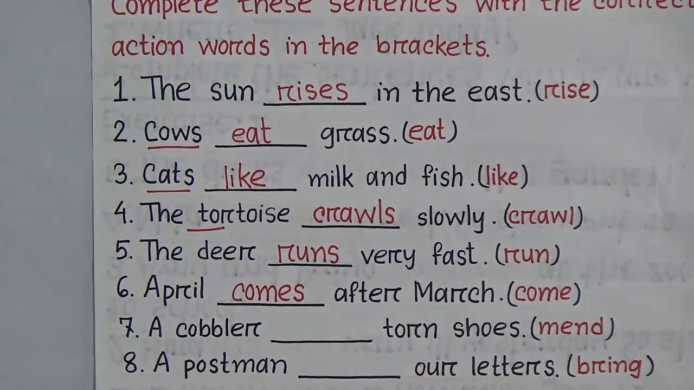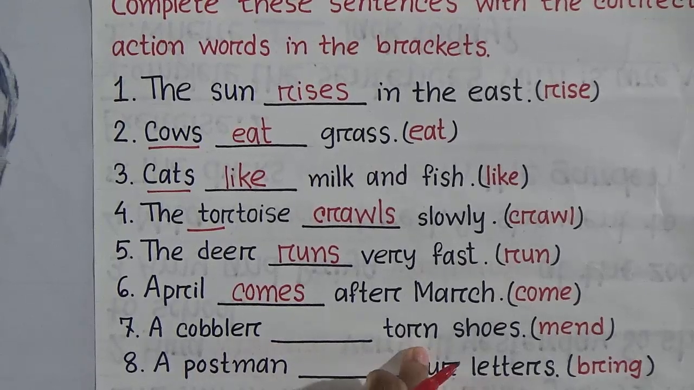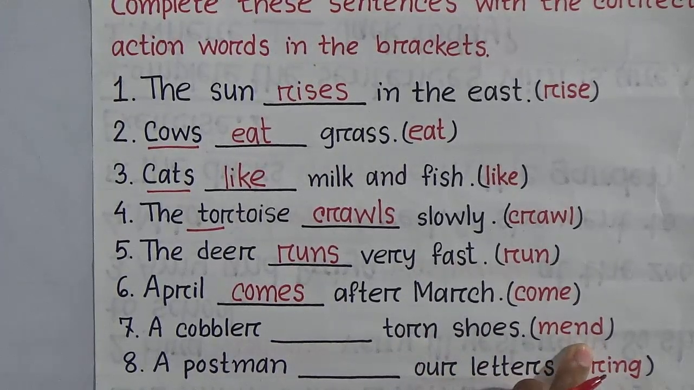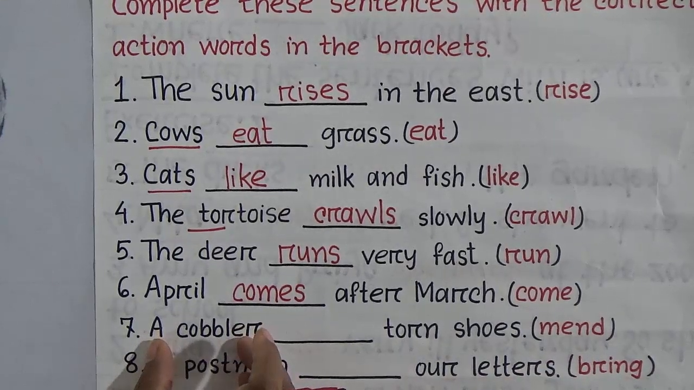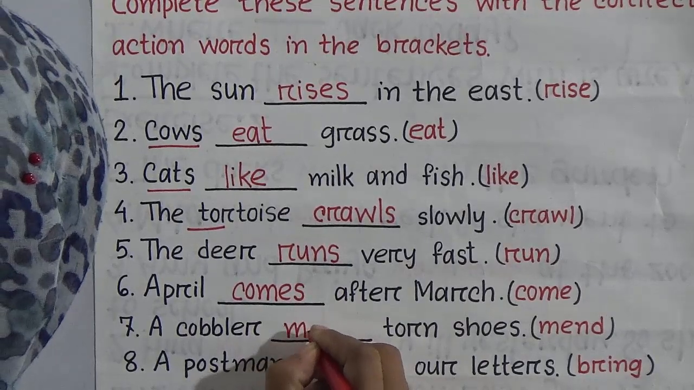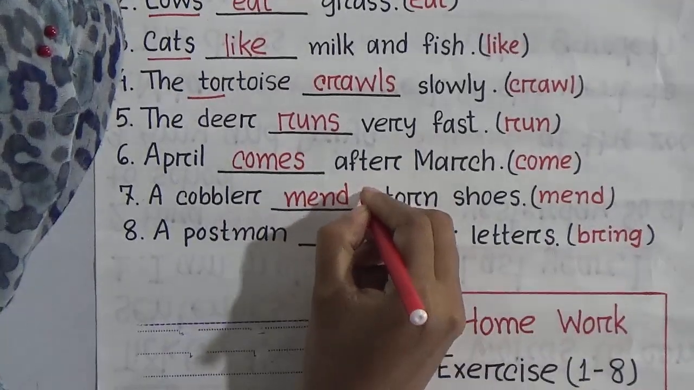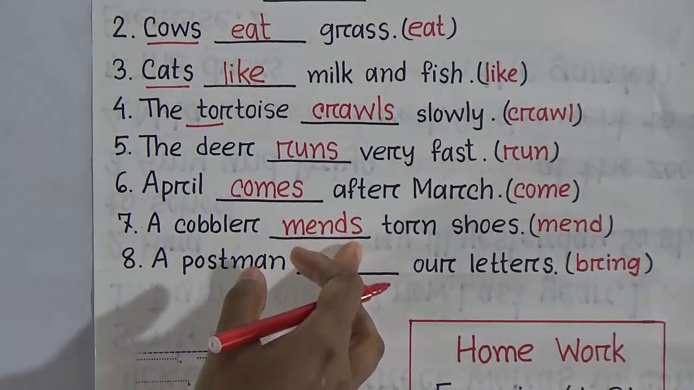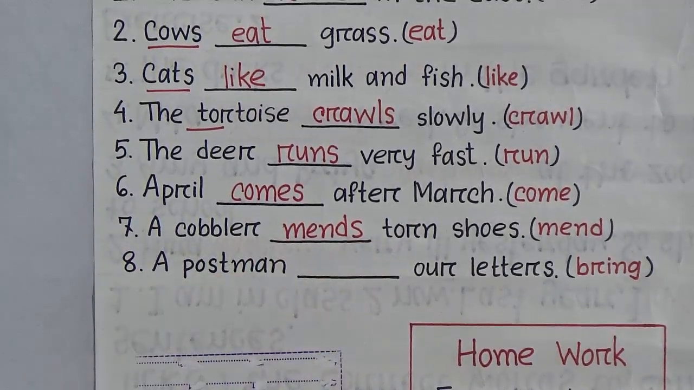Now come to number 7, a cobbler dash torn shoes. Our given word is mend. So the subject is singular, we have to use a singular verb. The verb will be mends, M-E-N-D-S. We have to use an extra s.